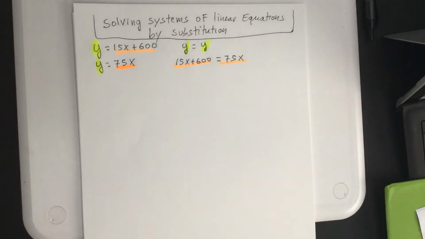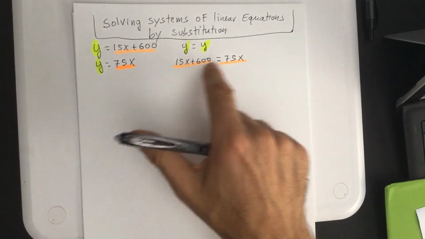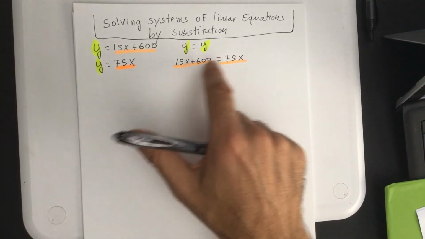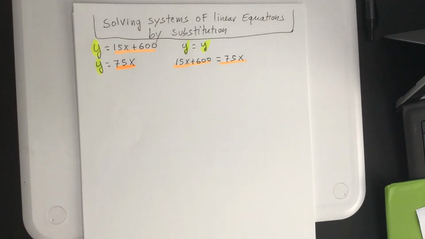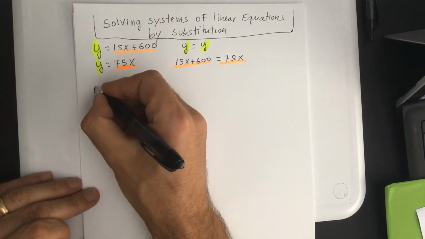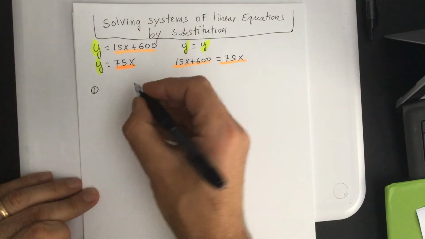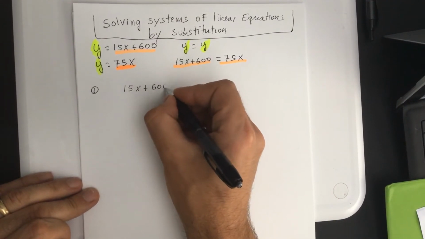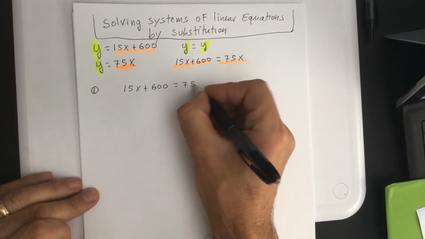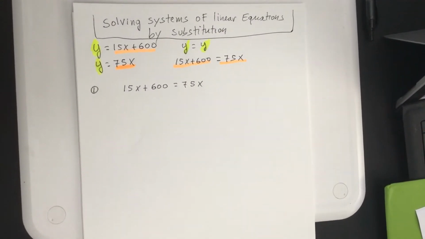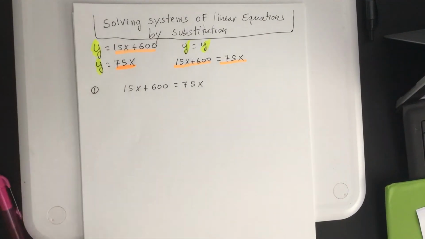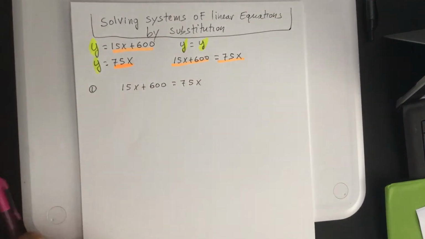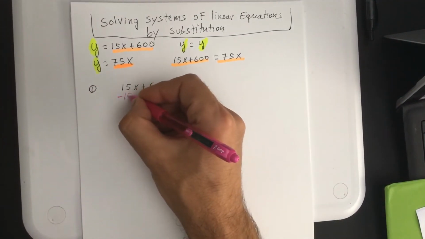Right there. So now we can use this equation, okay? It's only one variable, with variables on both sides of the equation, and we can solve this linear equation here. So let's solve it. That's the first step here. 15x plus 600 equals 75x. Now, this is the variables-on-both-sides chapter. So we need to have all the variables on one side of the equation. That means I can subtract 15x to both sides of the equation.